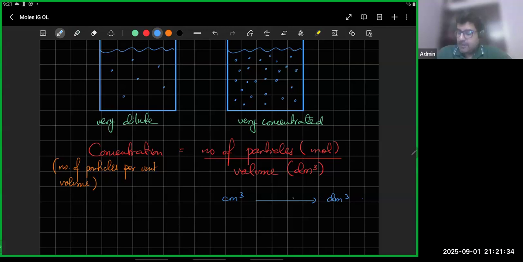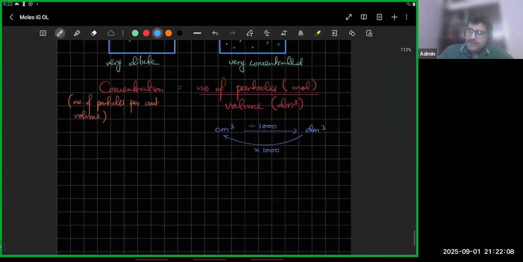If you have cm cube, how do you convert to dm cube? You divide by 1000. And how do you go back? You multiply by 1000. It's the same way as grams to kilograms and kilograms back to grams. So cm cube to dm cube and dm cube back to cm cube. You should know how that conversion is done.